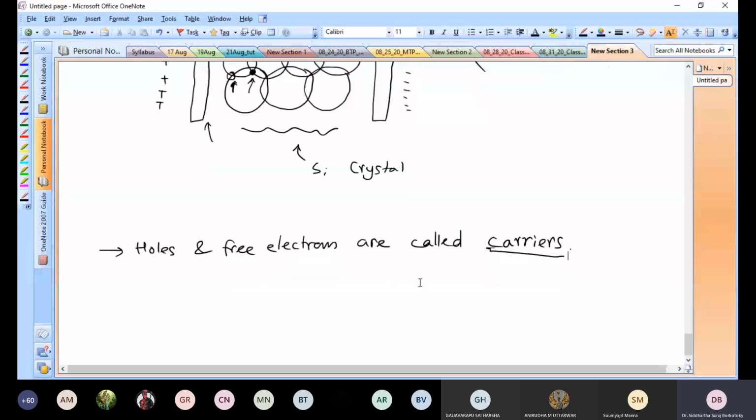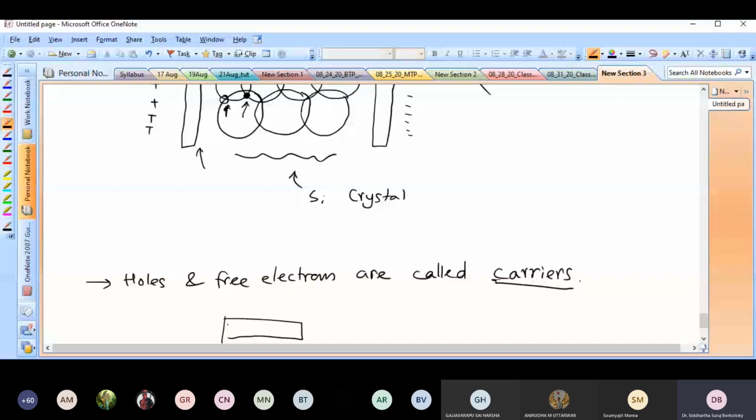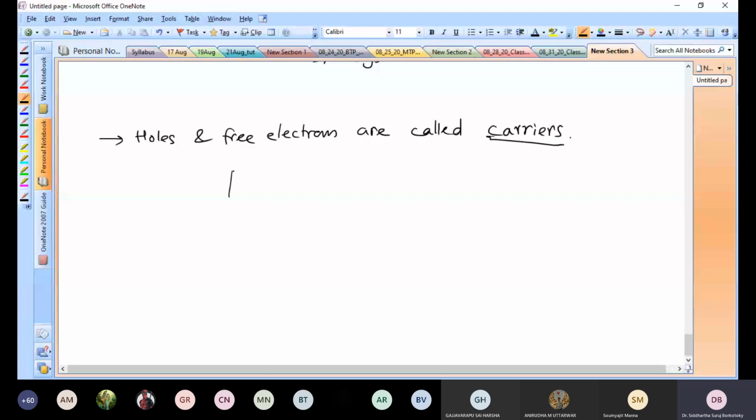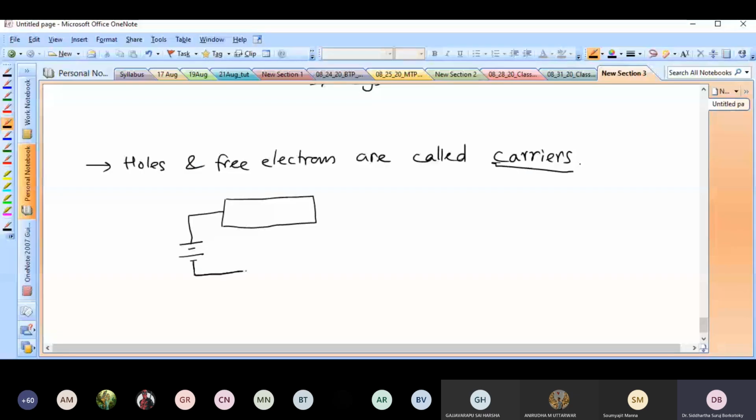So basically, if you write this whole thing, what we really have is some semiconductor device, and then you connect it to the positive terminal of a battery. So you have a flow of electrons in this direction and the flow of holes in this direction. Okay, this is how the semiconductor will behave.